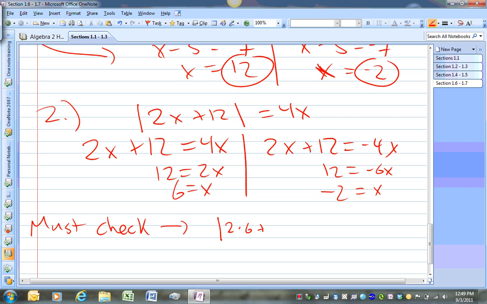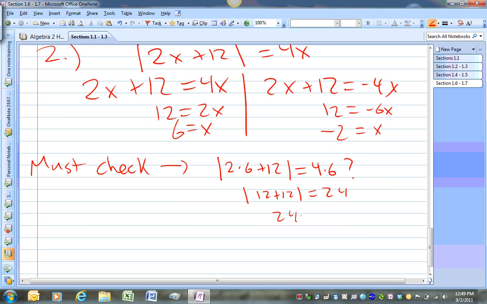2 times 6 plus 12, does that equal 4 times 6? It sure does, because 12 plus 12 equals 24. 24 equals 24. It's all good. But what if we do this? For negative 2, we're going to have a problem.